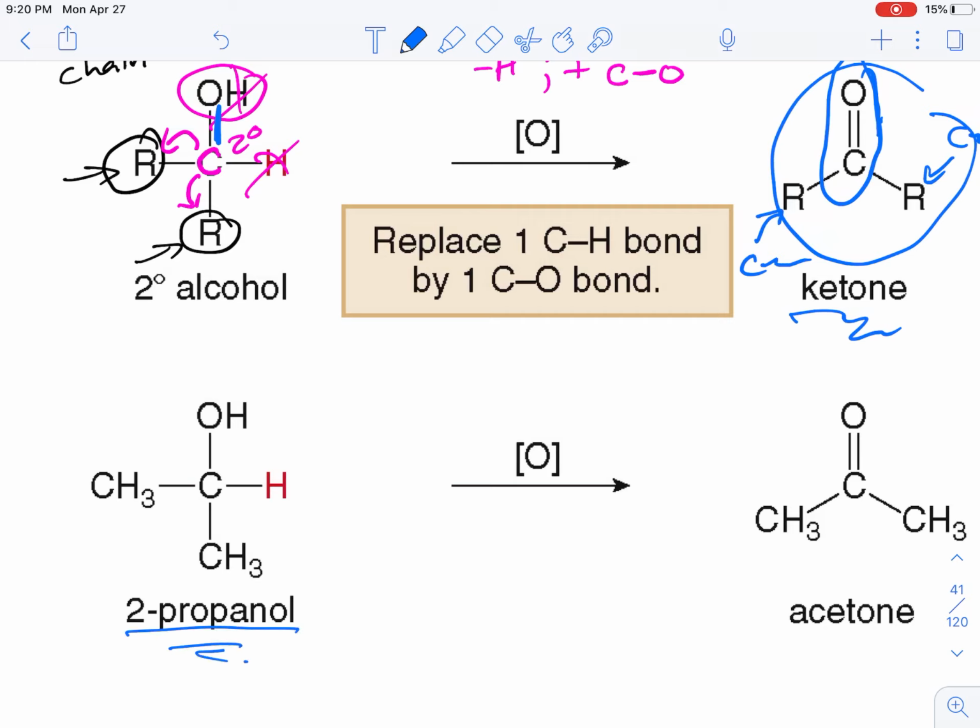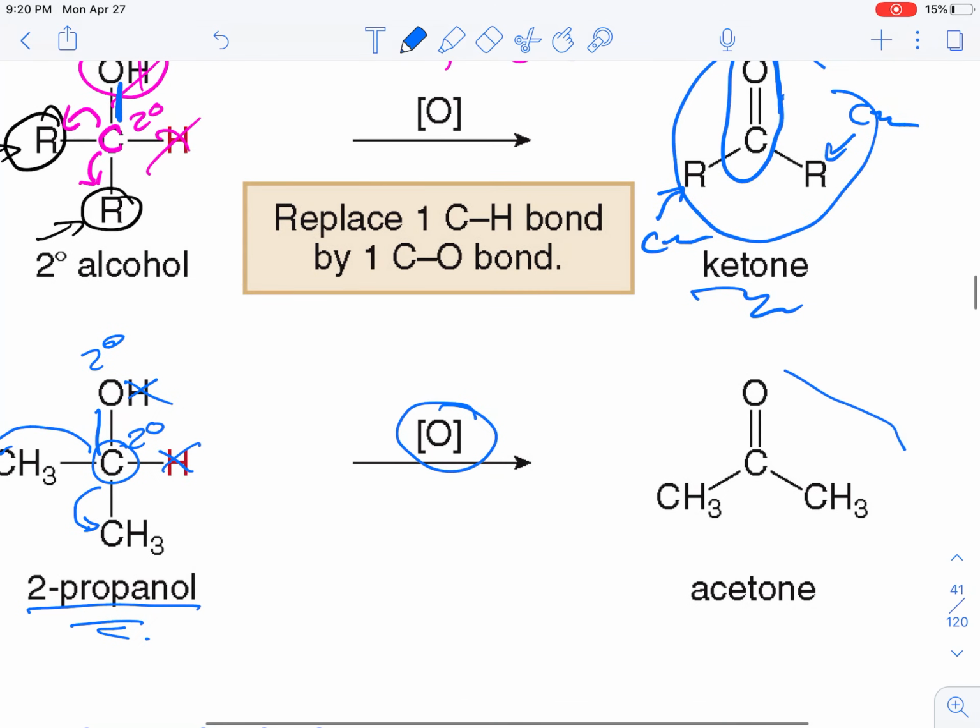And so if you are looking at this central carbon, notice that it's covalently bonded to two carbons. And so since this is a secondary carbon, this is also a secondary alcohol. When oxidation occurs, it's going to lose these hydrogens, and then it's going to form a new connection between carbon and oxygen. And so the only thing that you have remaining is this compound, which is acetone.